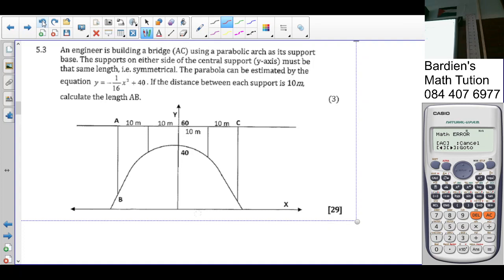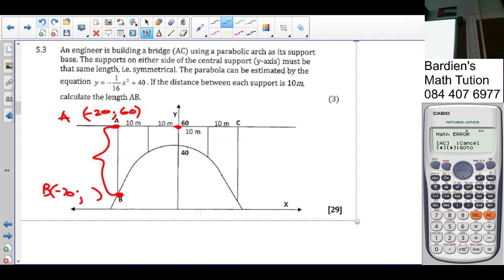Okay, so to calculate the length of AB, I need to know what the coordinates of B are. That's all. Because A, we know A is going to be, what's the x value of A? Negative 20 and 60. That's all. Why negative? Negative part of your x-axis. Why 60? Because it's perpendicular to the y-axis, or parallel to the x-axis. So what is the coordinate of B as it stands?